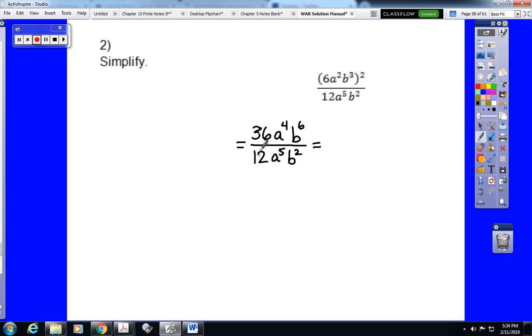We would then divide 36 by 12 to get 3. A to the 4th over a to the 5th means we have an a to the 1st in the denominator, and b to the 6th over b squared would be b to the 6 minus 2, or 4th power. So you should have 3 b to the 4th over a to the 1st.